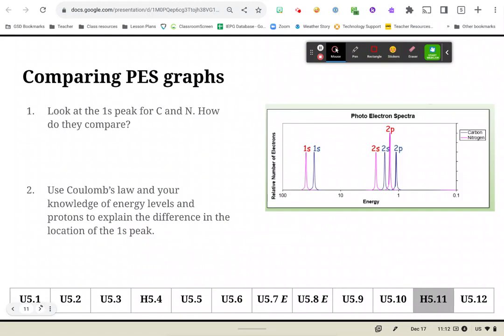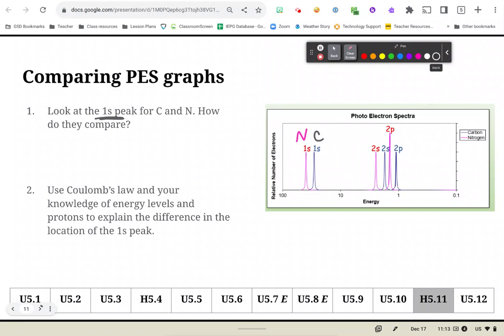All right, now let's get into if we want you to compare two PES graphs. This really goes back a lot to Coulomb's law again. So whenever you approach a new graph, you want to just identify what's going on. We want you to look at the 1s peak, the first peak. How do they compare? So we've got carbon here, and we've got nitrogen here. We're just going to start with saying what's going on here.